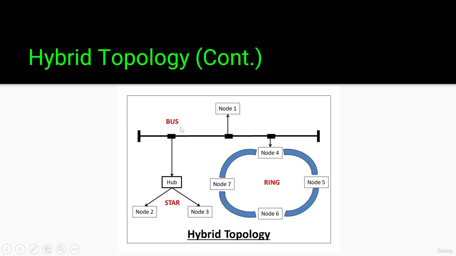You can see that this is using the bus topology, node 1, but node 4 is a part of a ring topology, like nodes 4, 5, 6, 7, and nodes 2 and 3 are connected using the star topology on this hub. So node 1 is a bus, node 2 is a star, and nodes 4, 5, 6, 7, etc. are a ring topology. So this is called a hybrid topology.